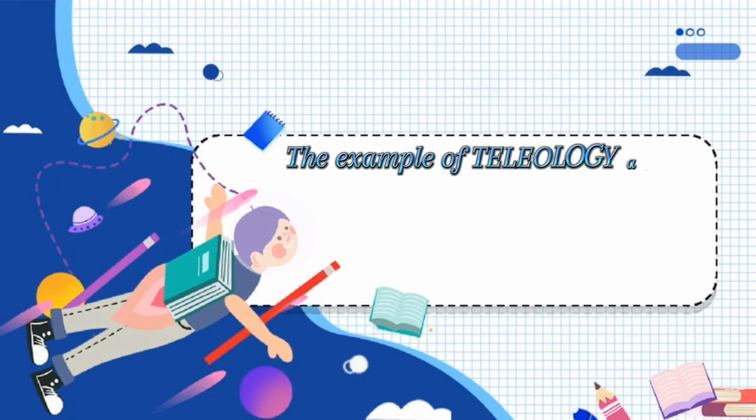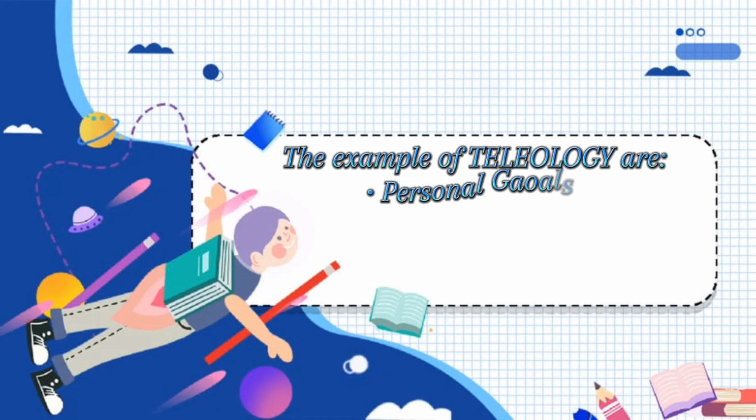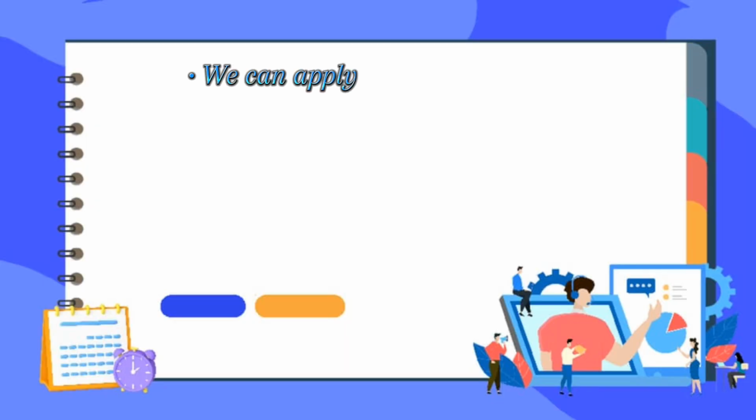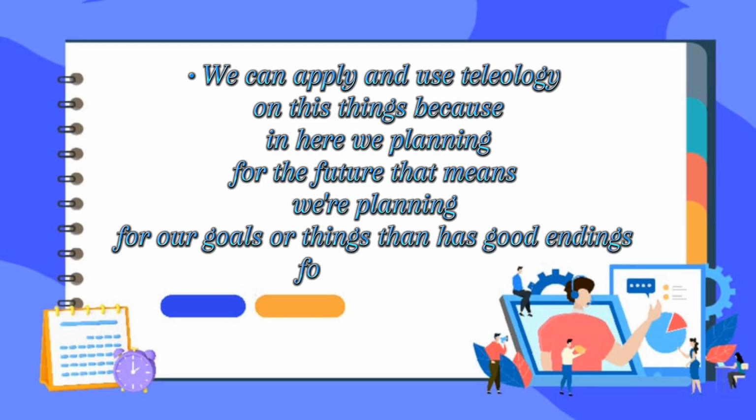The examples of teleology are our personal goals, like choosing a career path, saving money for a trip, or learning a new skill. We can apply teleology to these things because here we are planning for the future. That means we are planning for our goals or things that have good endings for ourselves.